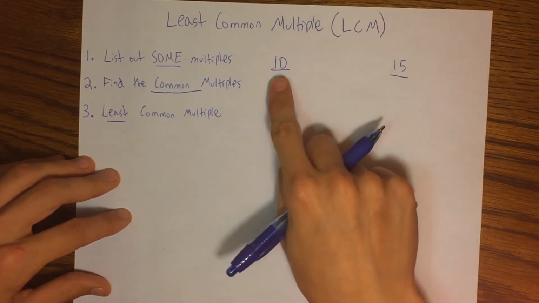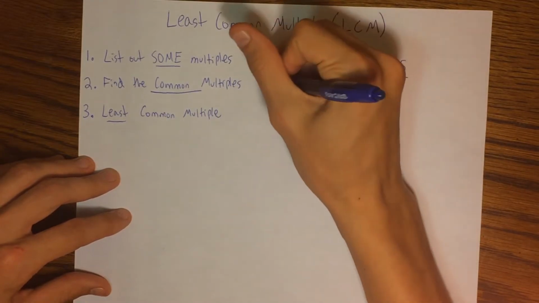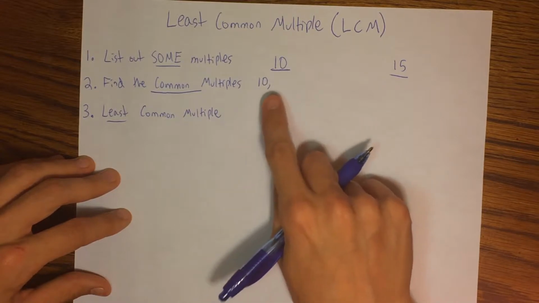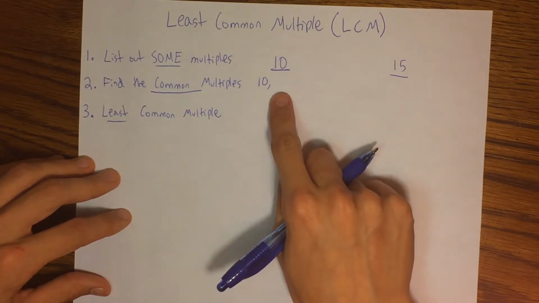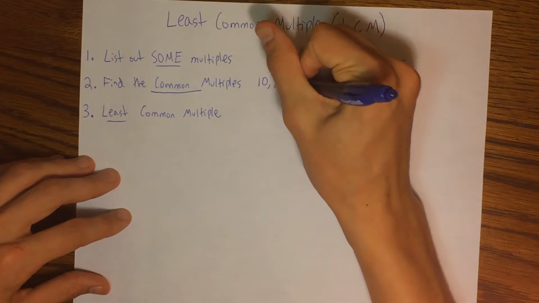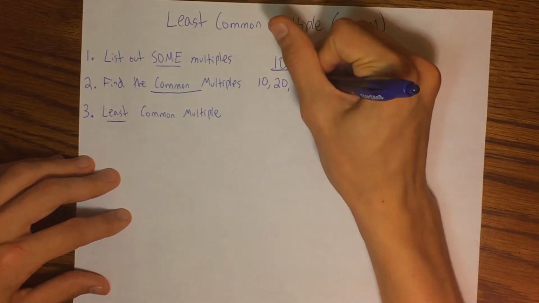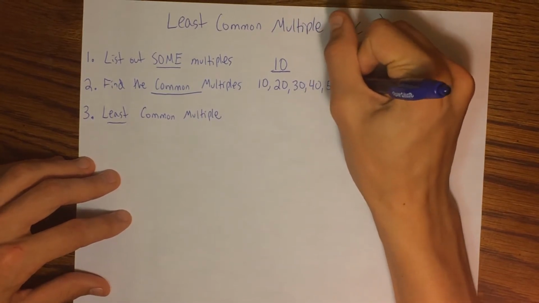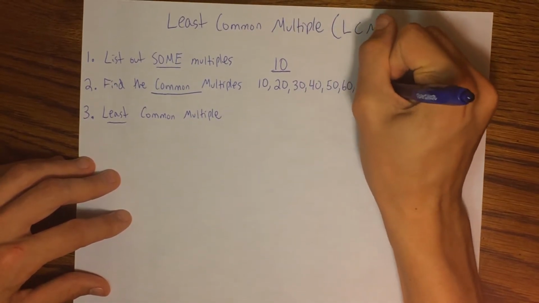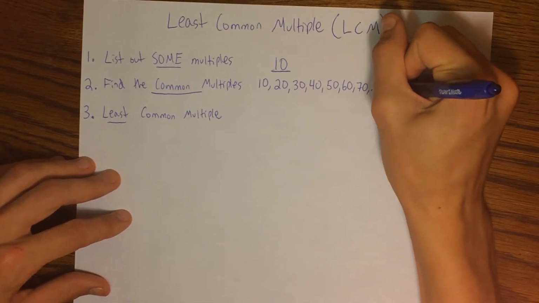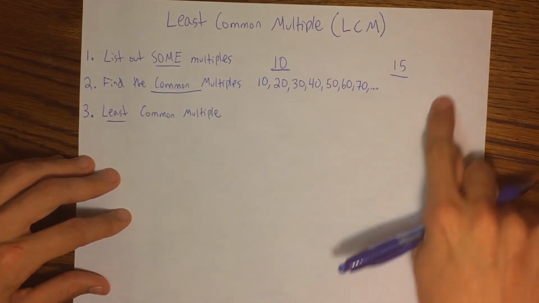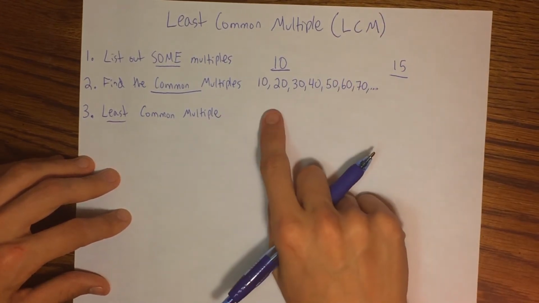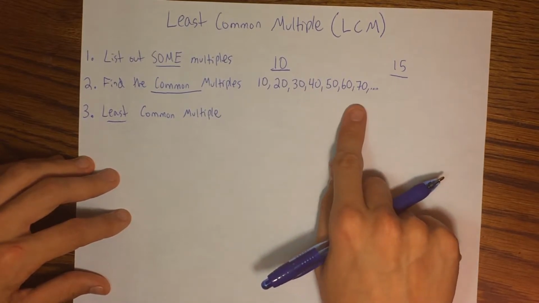So I'll start with my first multiple of 10, which is just 10 times 1, or 10. The next multiple, instead of 10 times 1, I'll do 10 times 2. Well, that's 20. 10 times 3 would give me 30. Times 4 would give me 40. 50, 60, 70... And I'm creeping a little bit into my 15 space, but we'll stop there. So these are all of my multiples of 10.